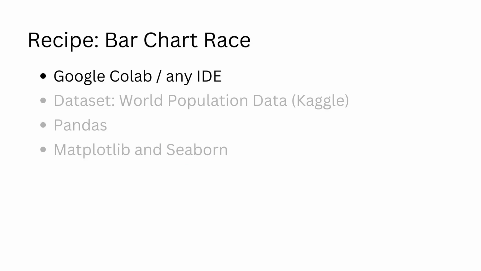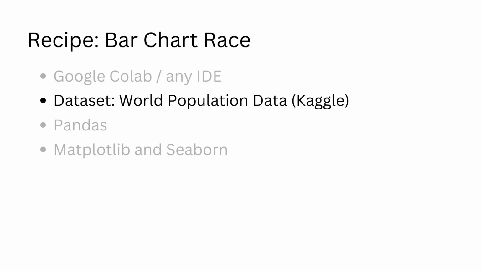Let's first look at the recipe for cooking this bar chart race. First, we would need an IDE. Any IDE of your preference would do, but if you're a beginner, I would suggest Google Colab. Secondly, we would need the data. We are going to use the World Population Dataset from Kaggle, which contains data from 1950 to 2023.